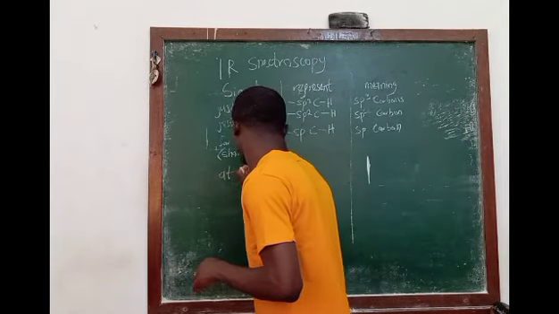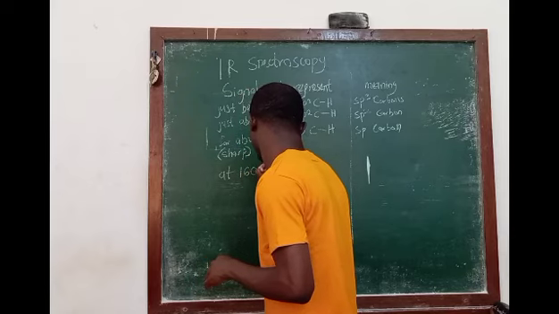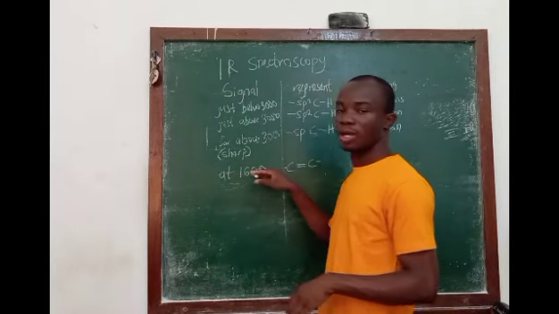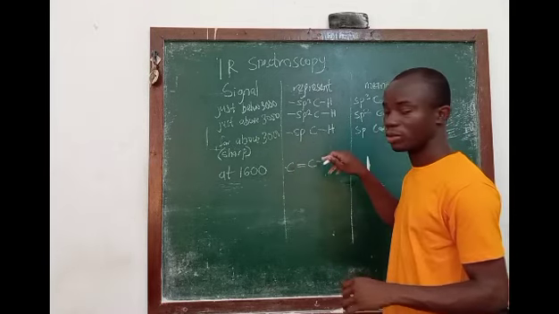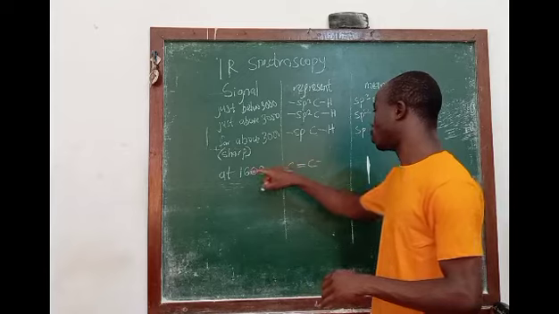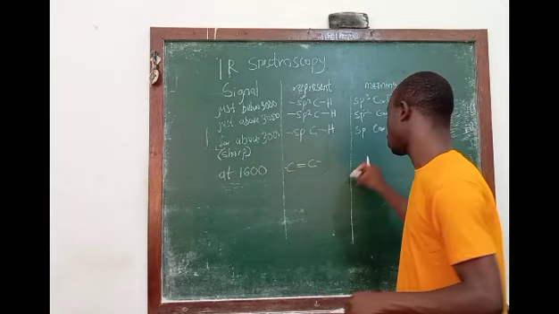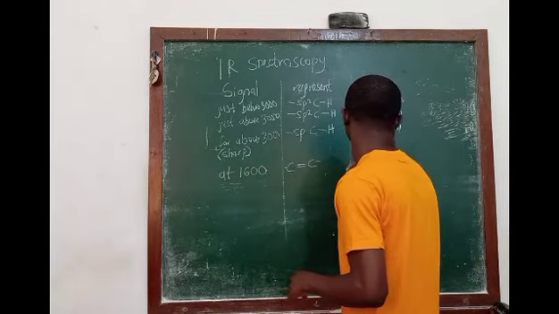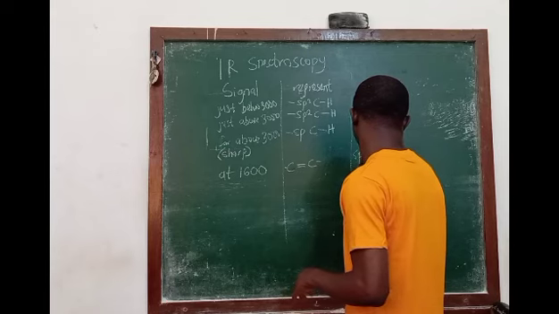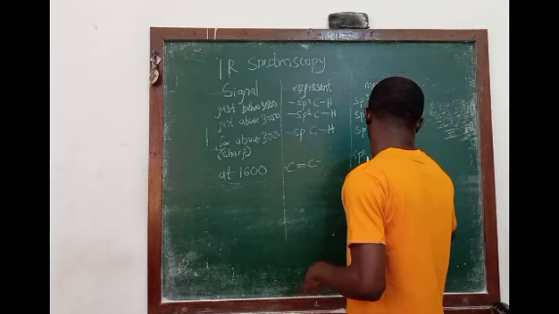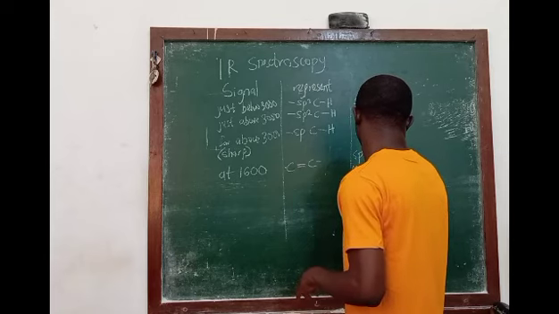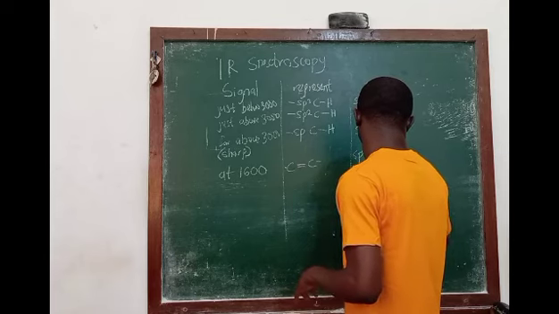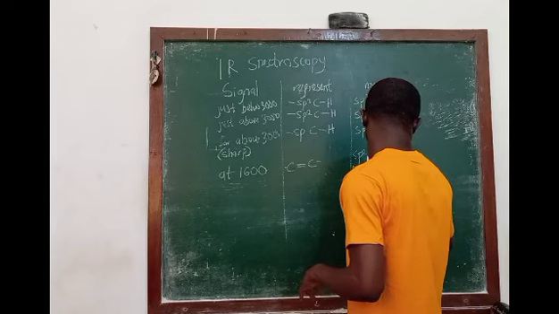at 1600. A signal at 1600 per centimeter represents your C=C vibration. But if it is exactly at 1600, it represents that the sp2 carbon is in a ring, in an aromatic system.